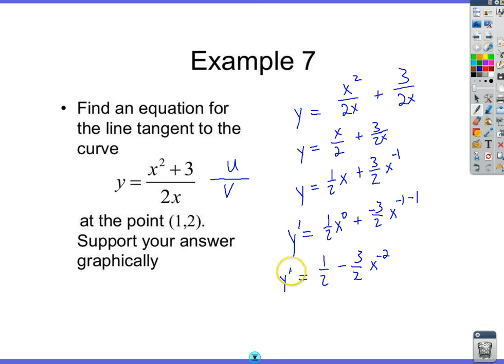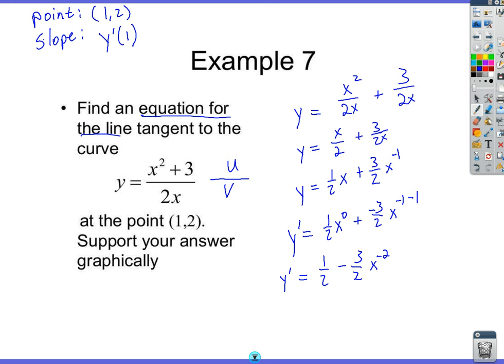What I need to find now, they want me to find the equation of a line tangent to that curve. So again, what do I need for an equation of a line? I need a point and a slope. The point they give me, 1, 2. They already did half the work for us. The slope, so now to find slope, I need to find y prime at 1. When the x-coordinate's 1, I have what y prime is.